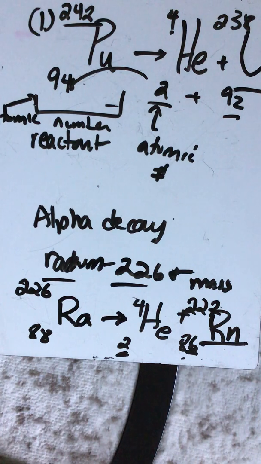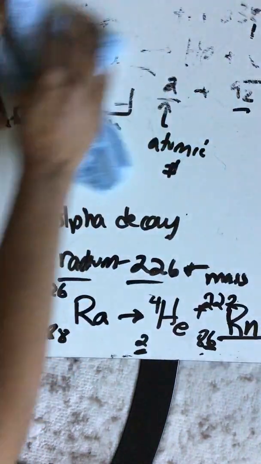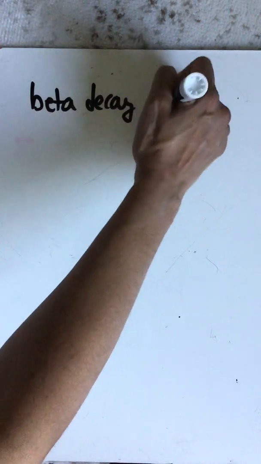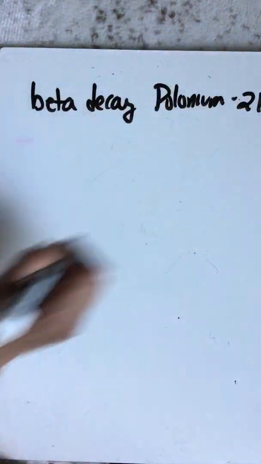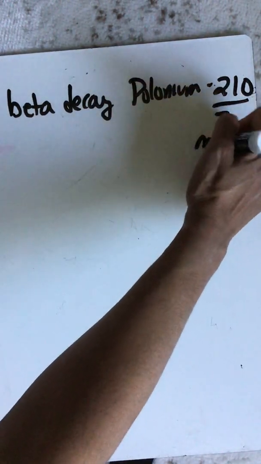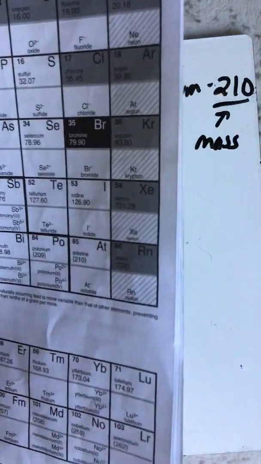Now, you will be asked to do beta decay as well. So we'll do a beta decay with you. Beta decay just means you're producing a beta particle. So let's say you want to do beta decay of polonium-210. Polonium-210 means polonium has a mass of 210. That's the mass. You can find polonium on your periodic table. Polonium, where are you?